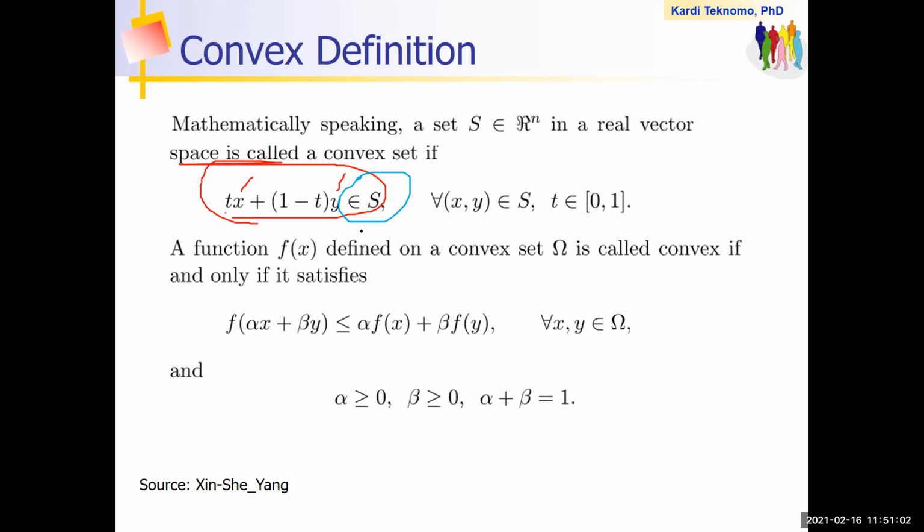So, another definition of convex is also this one. A function f(x) is defined on a convex set omega. It is convex if and only if it satisfies that, if I put the input alpha x plus beta y, the value of this is always less than or equal to the sum if I put them separately.